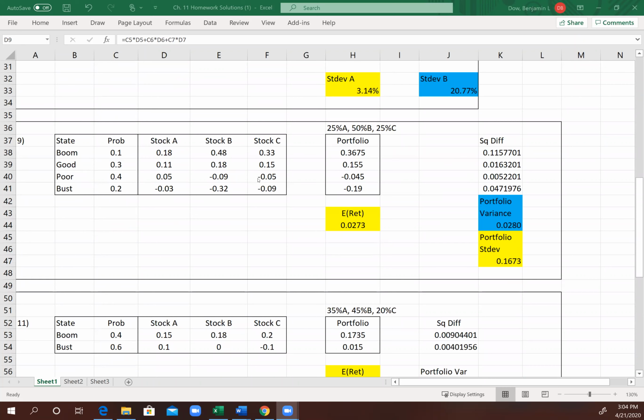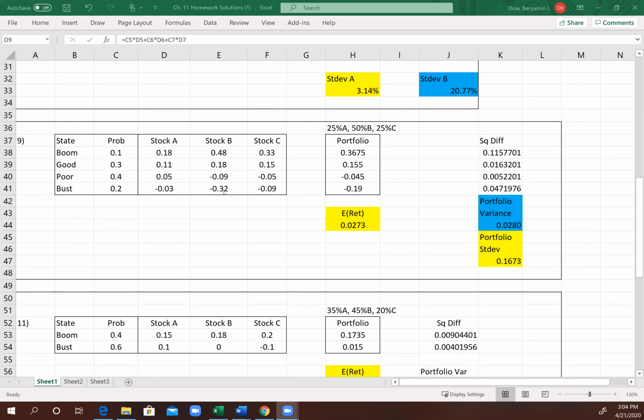It says, considering the following information, you've got 3 stocks, A, B, and C. You've got 4 different states of the economy. So if you thought about this over a 100-year period, we'd have 10 years of boom times, 30 years of good times, 40 years of bad times, and 20 years of bust, all mixed in over a 100-year period. Here's how stock A performs. Here's how stock B performs. Here's how stock C performs.